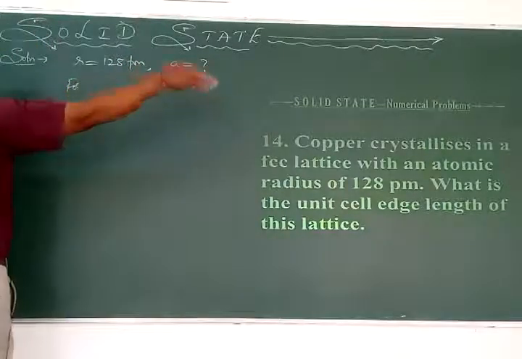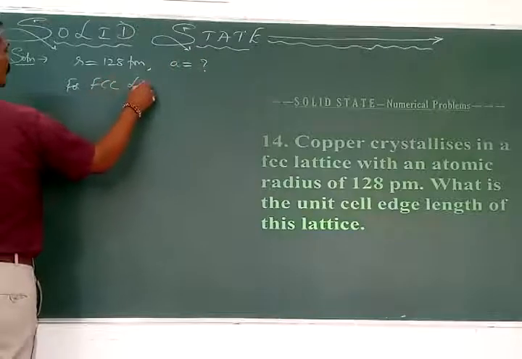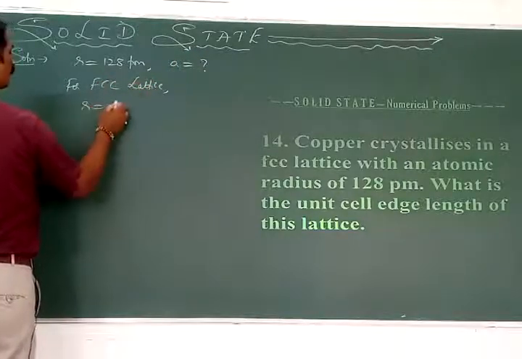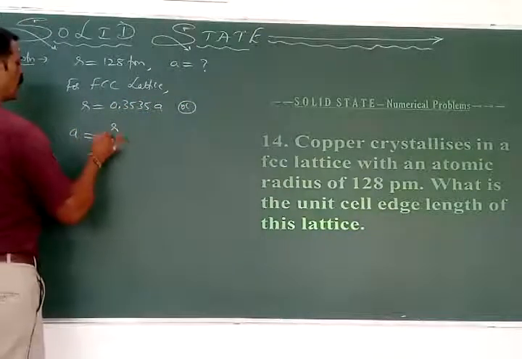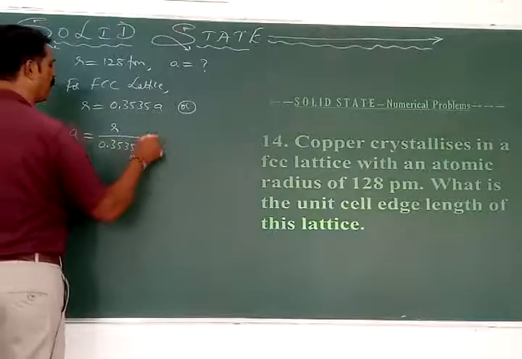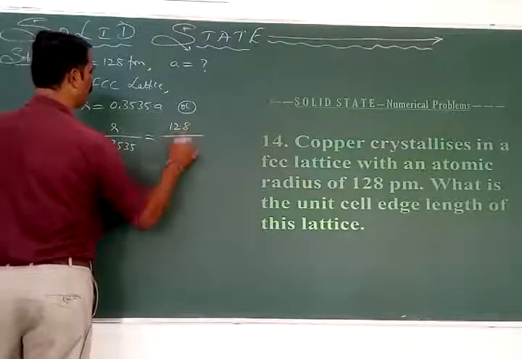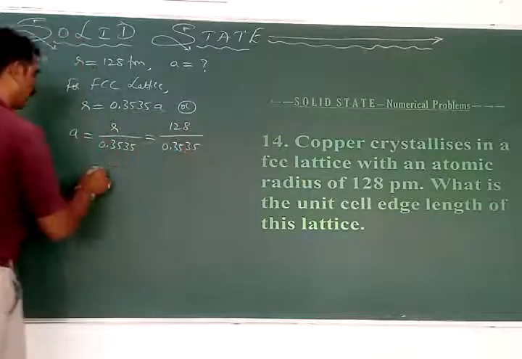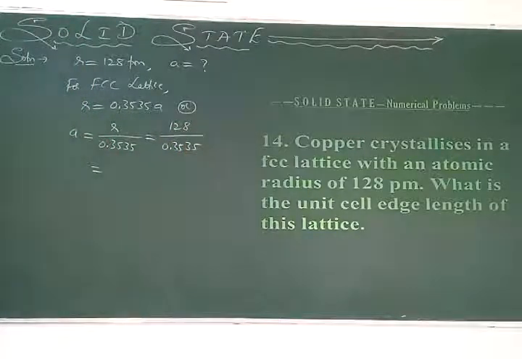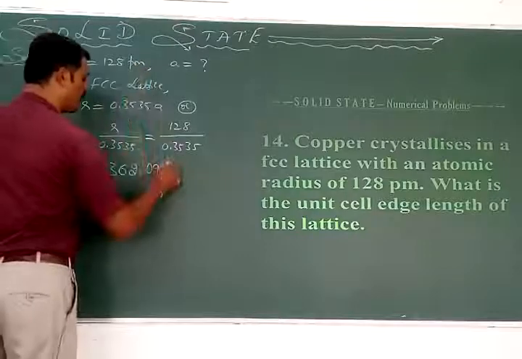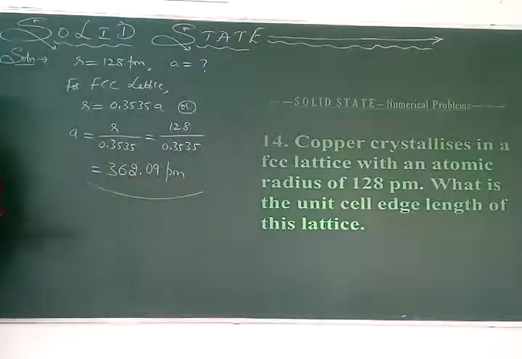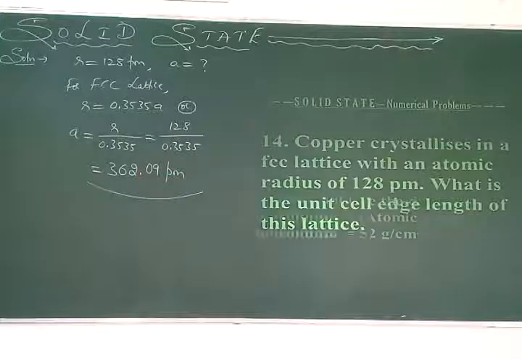For which lattice is it? FCC lattice. For FCC lattice, R is equal to 0.3535 into a. I need the value of a. a is equal to R divided by 0.3535. What is R here? 128 picometer divided by 0.3535. So what is 128 divided by 0.3535? It becomes 362.09. As it is picometer, this is also in picometer. Again the same direct formula. Okay. Let's have the 15th.